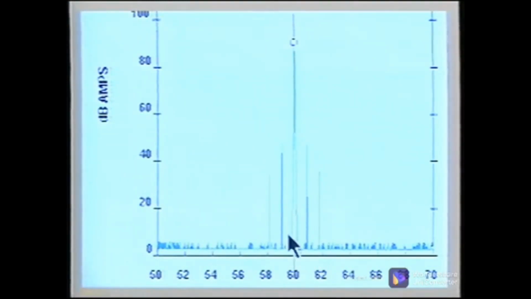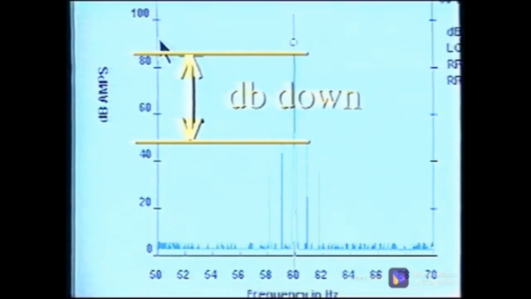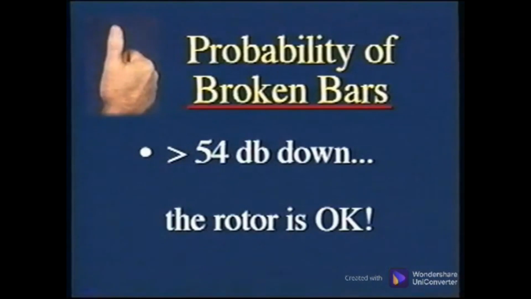Now the amplitude of the line frequency peak can be compared to the sidebands, which are spaced at slip frequency times the number of poles. The amplitude difference is referred to as dB down. For example, the sidebands are less than 40 dB down. The rules of thumb for analysis are: if the slip frequency times the number of pole sidebands are greater than 54 dB down, the rotor is okay.